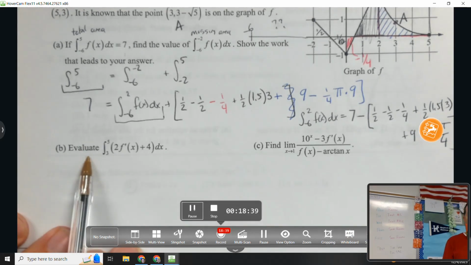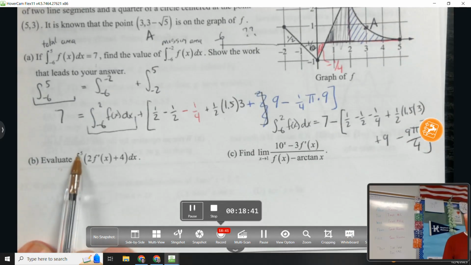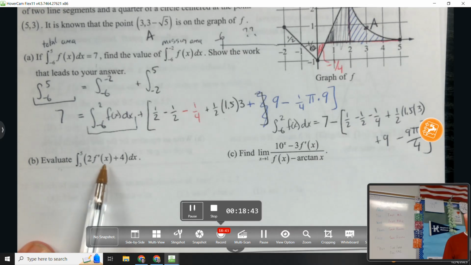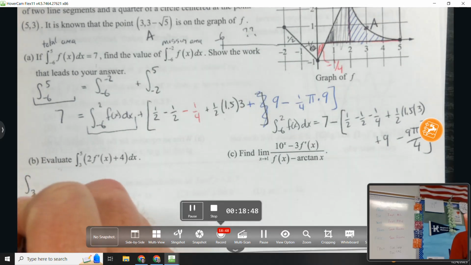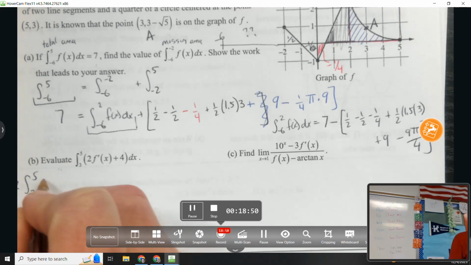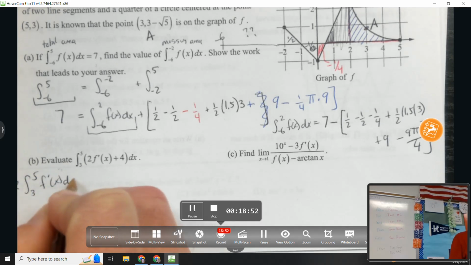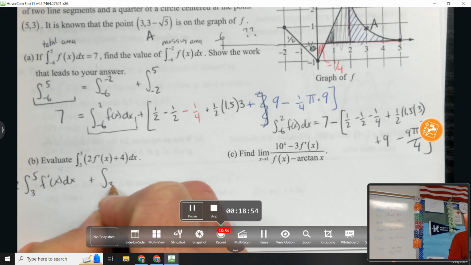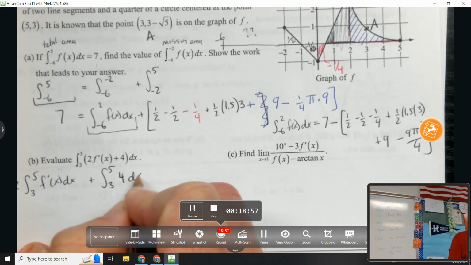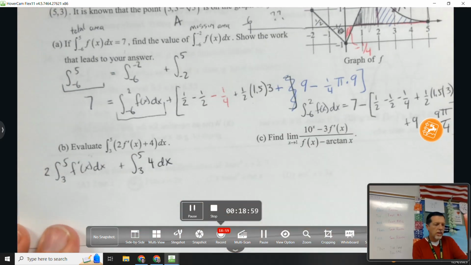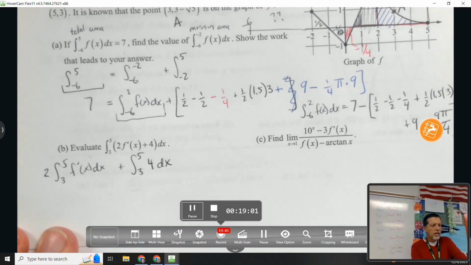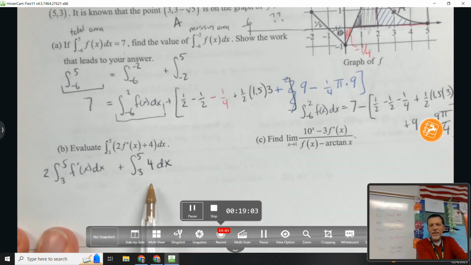Part B. Evaluate the integral from 3 to 5 of 2f prime plus 4. Okay, well let's break this up a little bit here. So 2 times the integral of f prime, plus the integral from 3 to 5 of 4. Okay, the second part, this is one where you can do by hand and do 4x and then plug in 5, plug in 3. But you can also do the geometry way, like the area way.